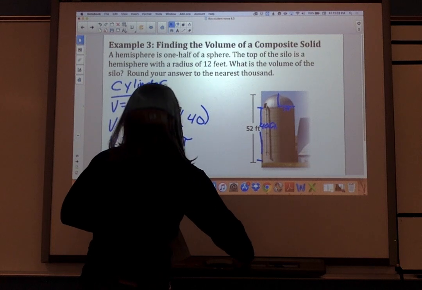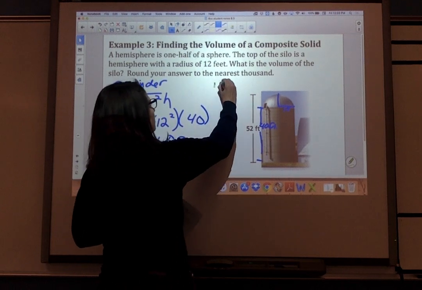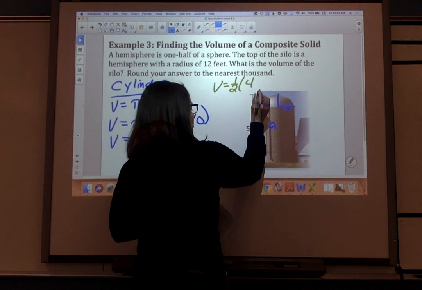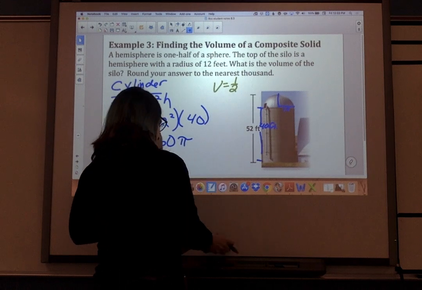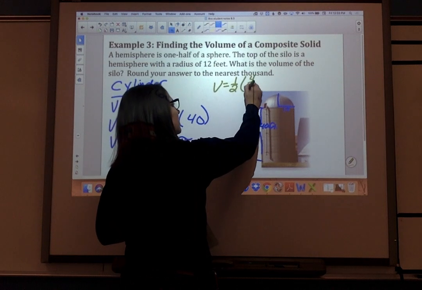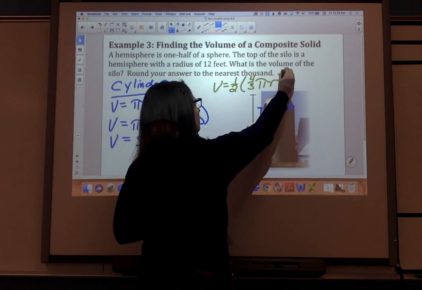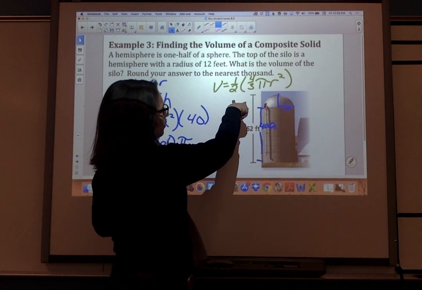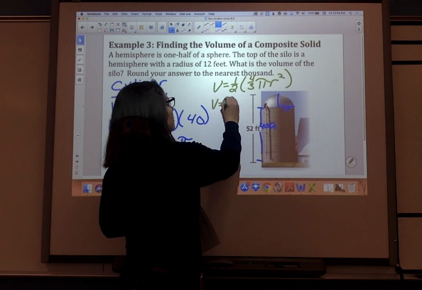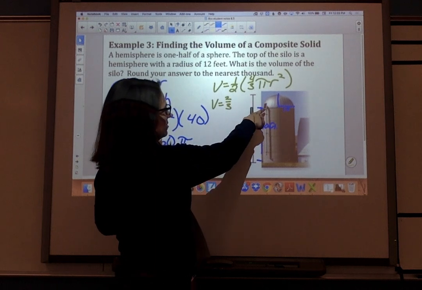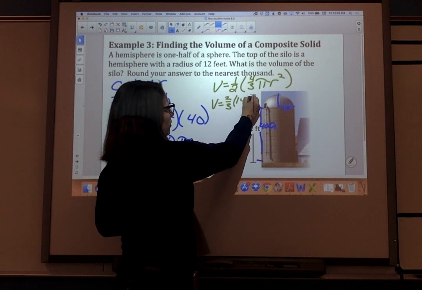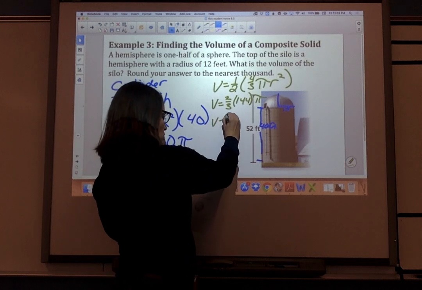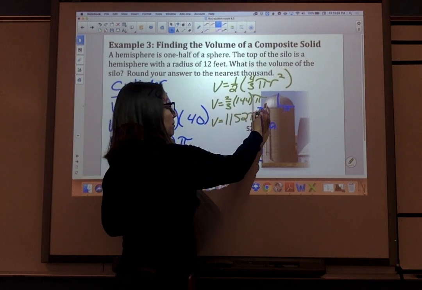Now I'm going to go ahead and find the volume of the hemisphere. So that would be 1/2 times 4/3 pi r cubed. All right, so we can simplify this a little bit. So 1/2 times 4/3 is 2/3. So that would be 2/3 times 12 cubed, which is 1,728, times pi. And that gives us 1,152 pi.